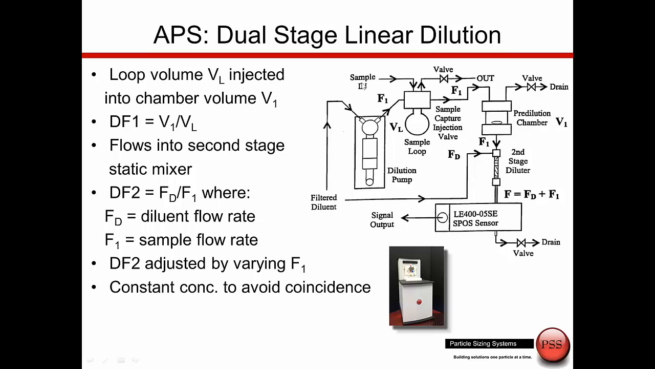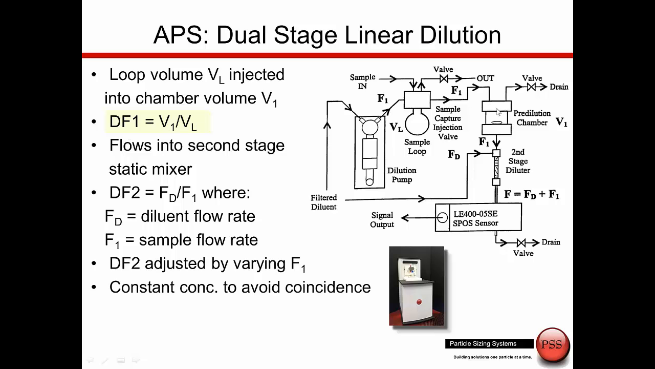We take the sample into the sample loop, and this is loop volume VL, the loop volume. Then what we're going to do is transfer this into a dilution chamber which has V1, which is our first dilution step. So we know the volume of the loop, we know the volume of the chamber, and this gives us our first dilution factor, V1 over VL.